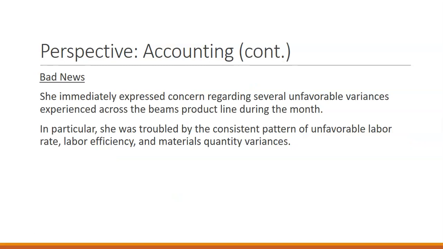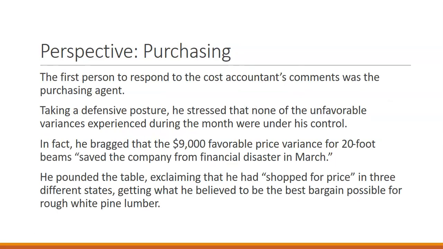However, the bad news is that there were several unfavorable variances experienced in the beams product line. So we're troubled about the labor efficiency, the labor rate, and the materials quantity variances. And we want to know why some of those negative variances happened. Well, first, the purchasing manager talks.